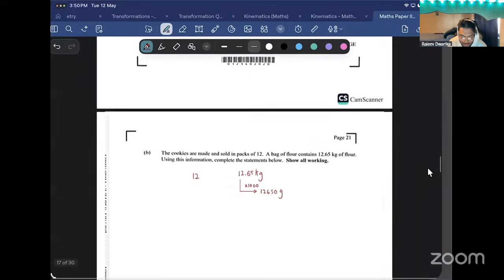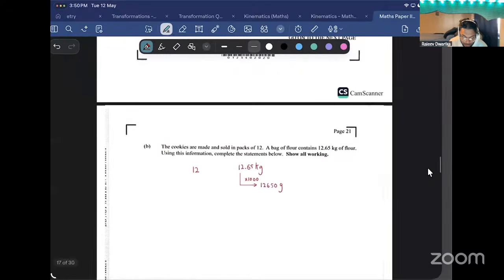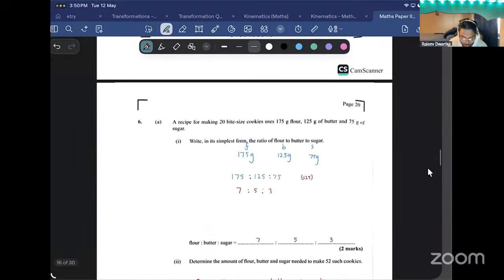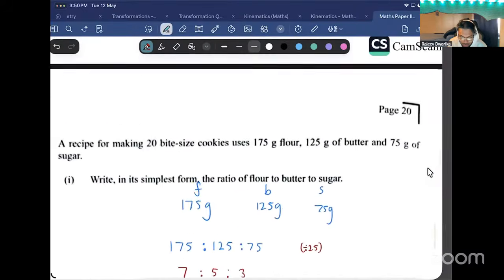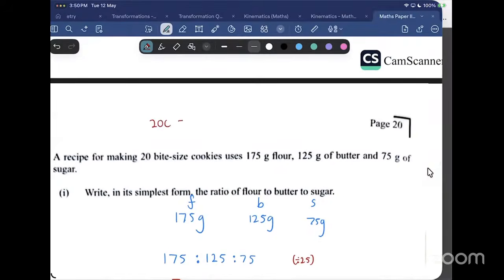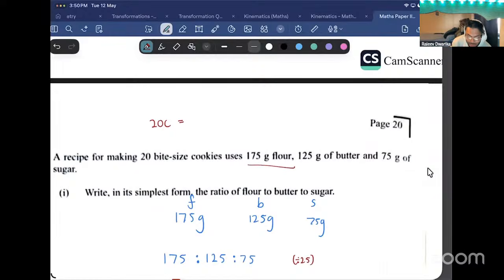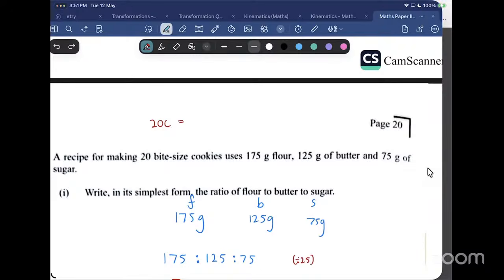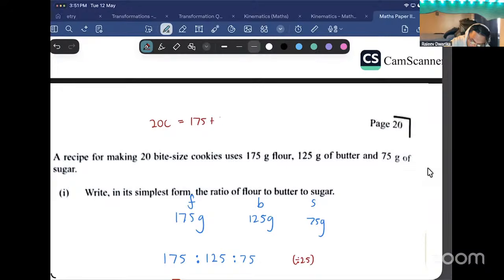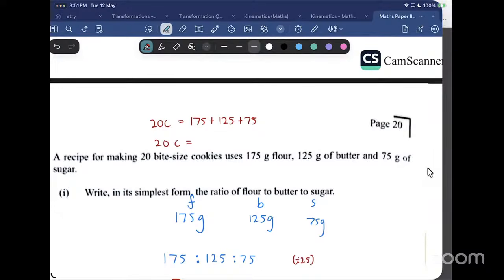Cool. That is how much we have there. Do we know how much it would take to make 20 cookies? Yes, we can figure that out. If I want to make 20 cookies, we need 175 for flour, 125 for butter, and 75 for sugar. Then we can find the total amount. So 175 plus 125 plus 75. Add that and tell me what you get. I got 375, sir.